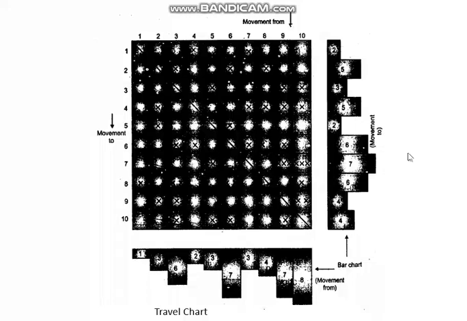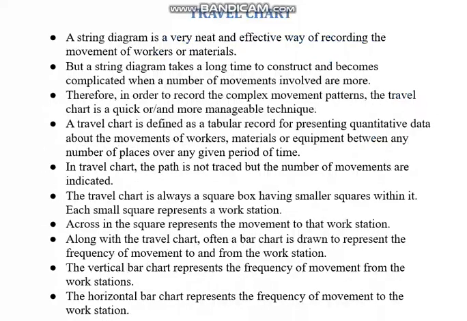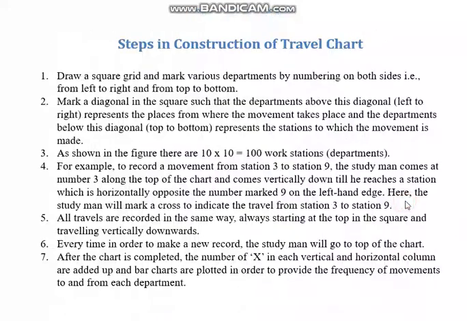It is not easy to see, but you can see it in your textbook, which may be more clear. Come, let us see what they are saying. The vertical bar chart represents the frequency of movement from the workstation, and the horizontal bar represents the movement to the workstation. Now let us see the next one.